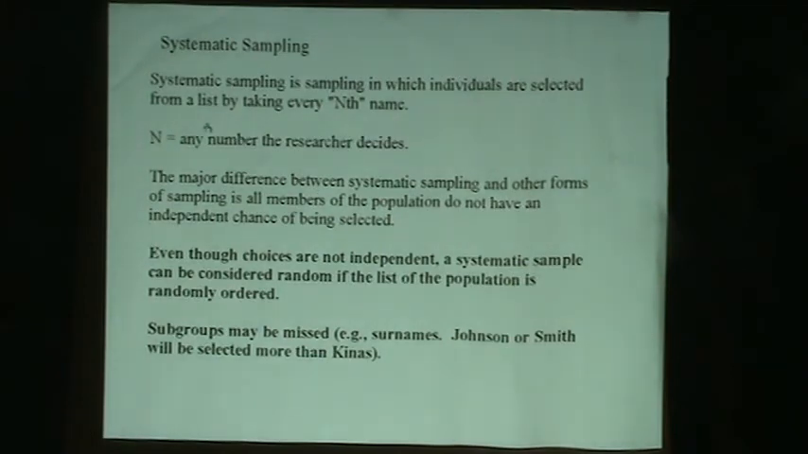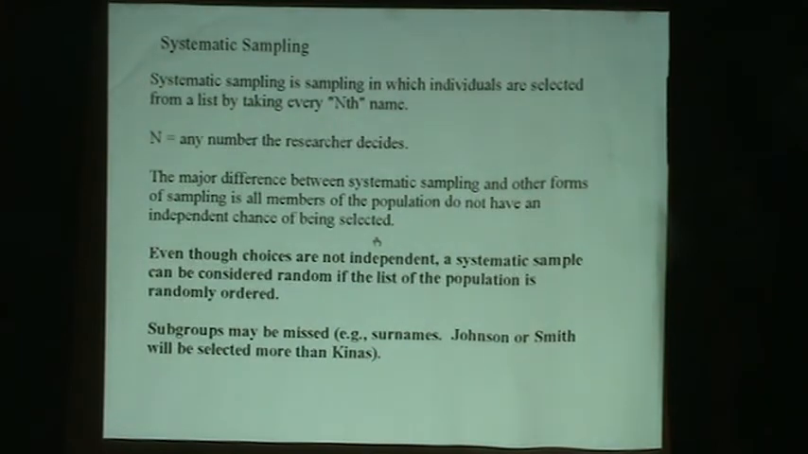Systematic sampling is another type of sampling. And in systematic sampling, from a list, we take every nth name. So let's say we have a phone book, and we're going to take every 1,000th name in the phone book. So we randomly select the first, and then we take every 1,000th name, and let's say we're going to call that person. The major difference between systematic sampling and other forms of sampling is that all members of the population do not have an independent chance of being selected.